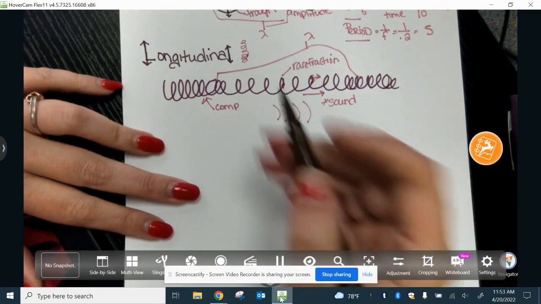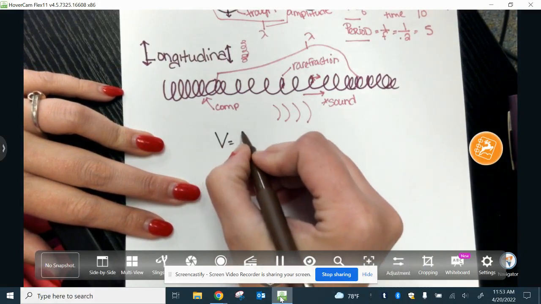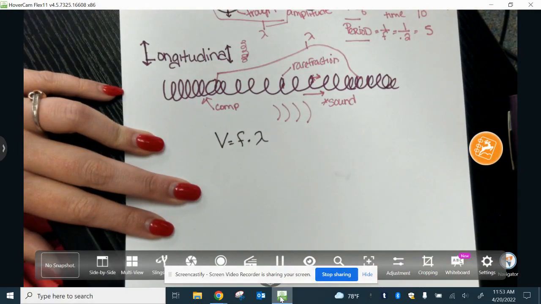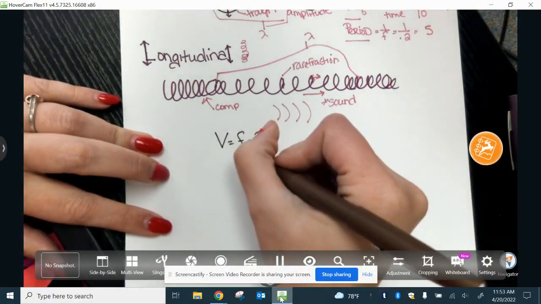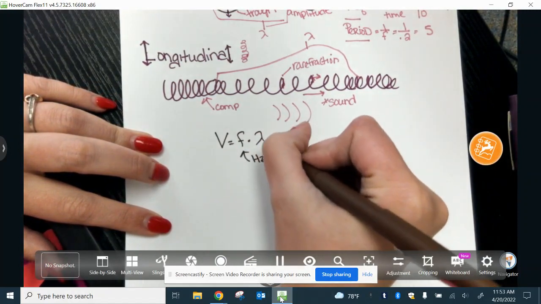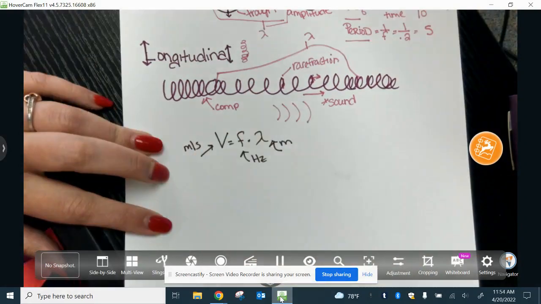You have the velocity of the wave is equal to the frequency of the wave times the wavelength. That frequency is measured in hertz. Wavelength is going to be in meters. Velocity is going to be in meters per second unless it's otherwise stated.